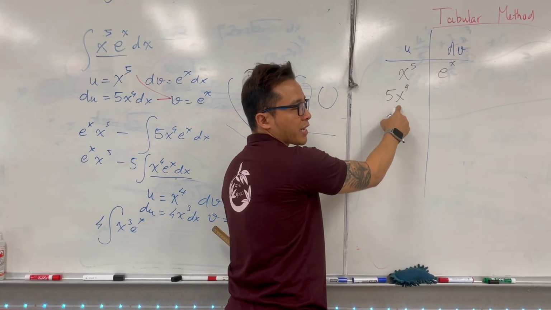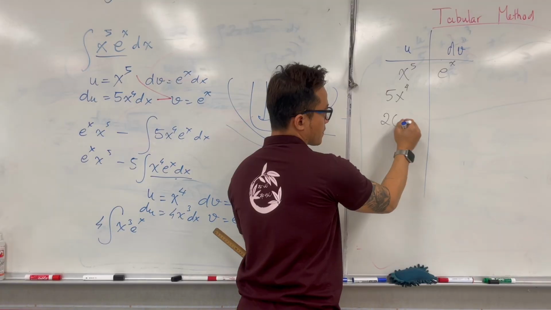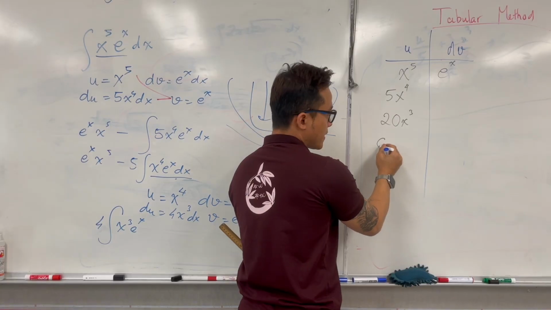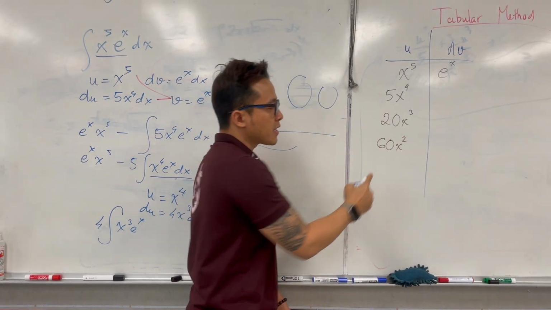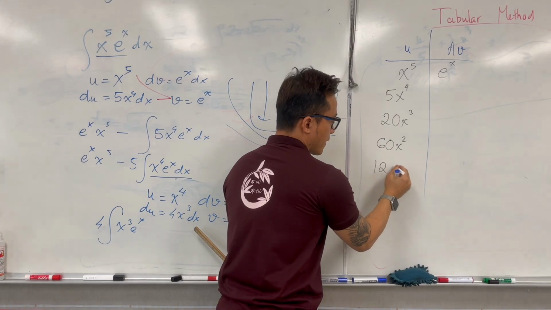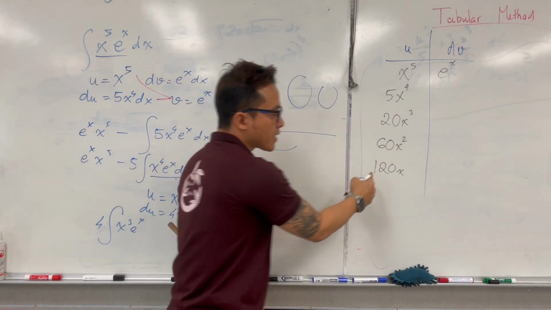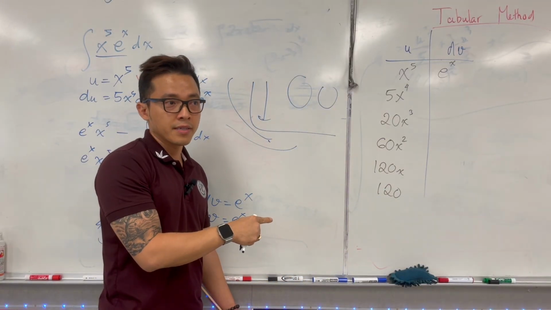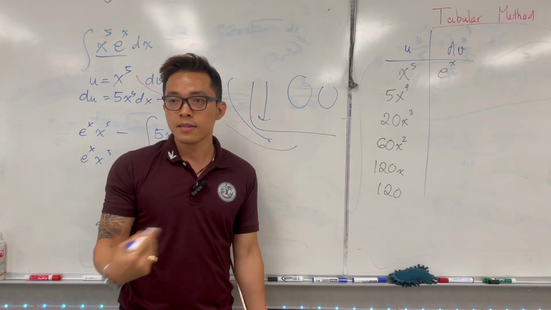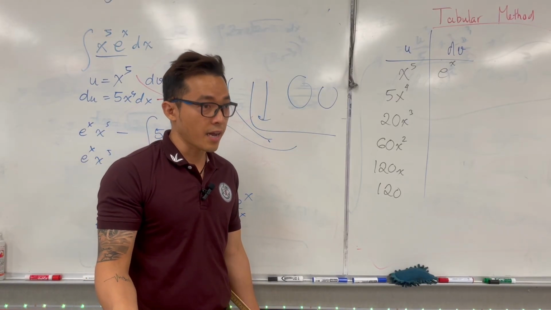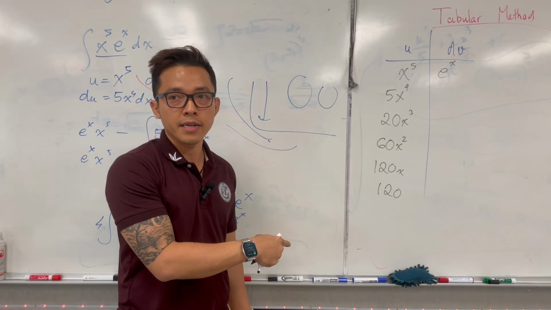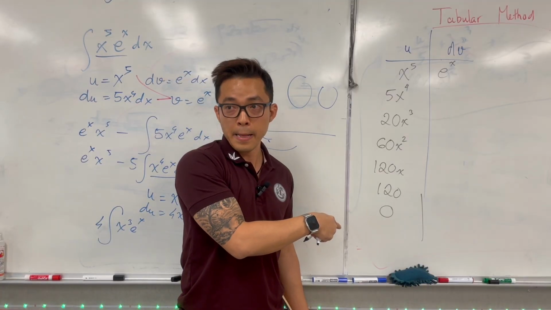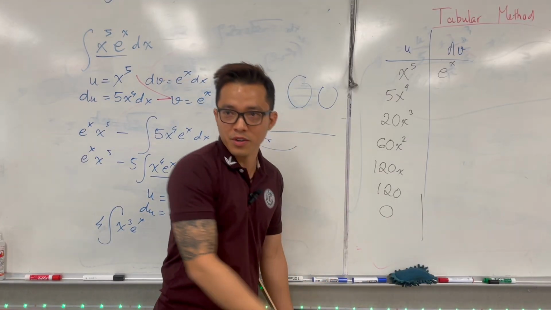What is the derivative of 5x^4? 20x^3, right? What is the derivative of 20x cubed? What is the derivative of 60x squared? What is the derivative of 120x? Can we do derivative more? No, why not? It's 0, right? What is the derivative of 120? 0. Can we do more? No, now there's nothing you can do. You keep going 0, 0, 0, 0.